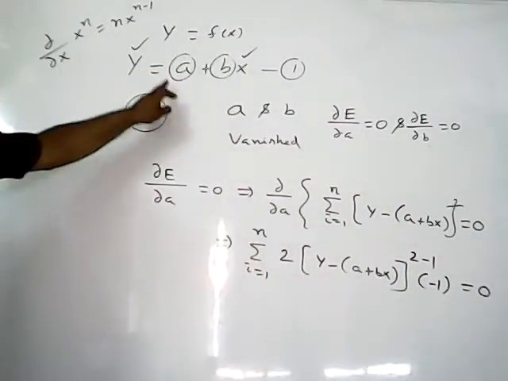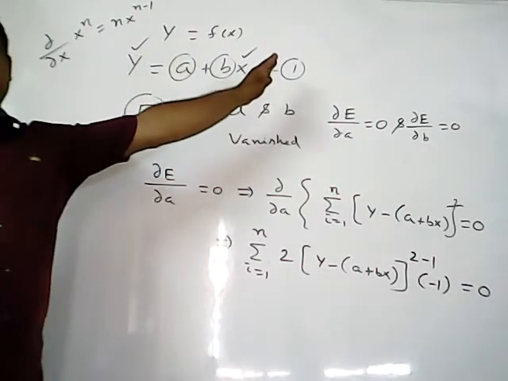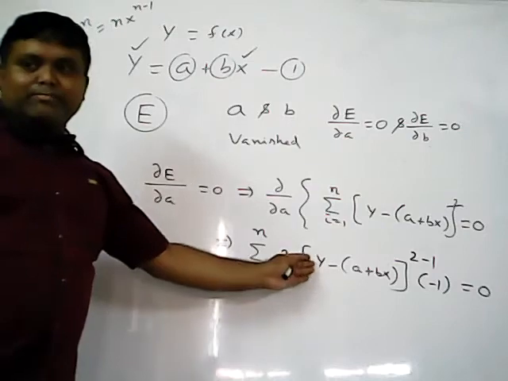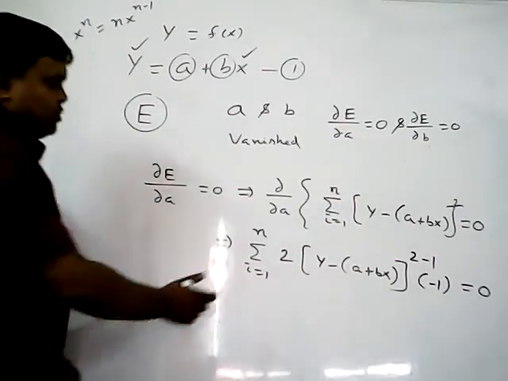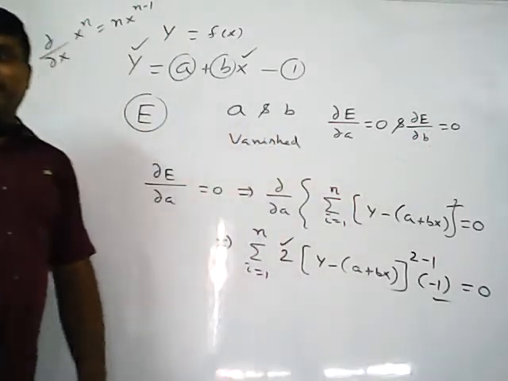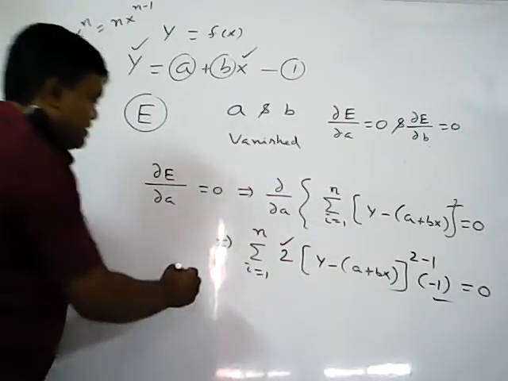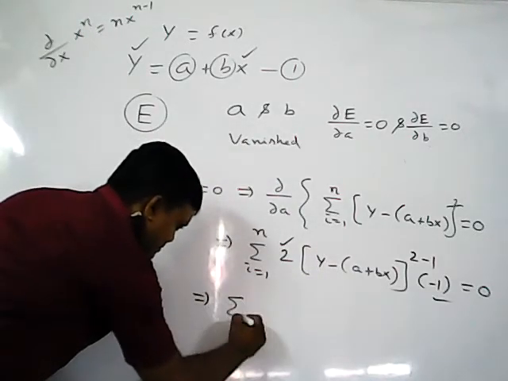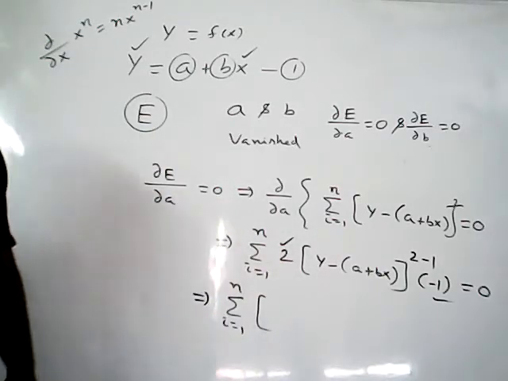Now the straight line form is y equal to a plus bx, and you have to separate the y terms and separate the remaining terms. Then automatically you will get one equation. So see this one: 2 into minus 1 is minus 2. Send this minus 2 to that side, so 0 divided by minus 2 is 0. That means the remaining function is summation i equal to 1 to n.